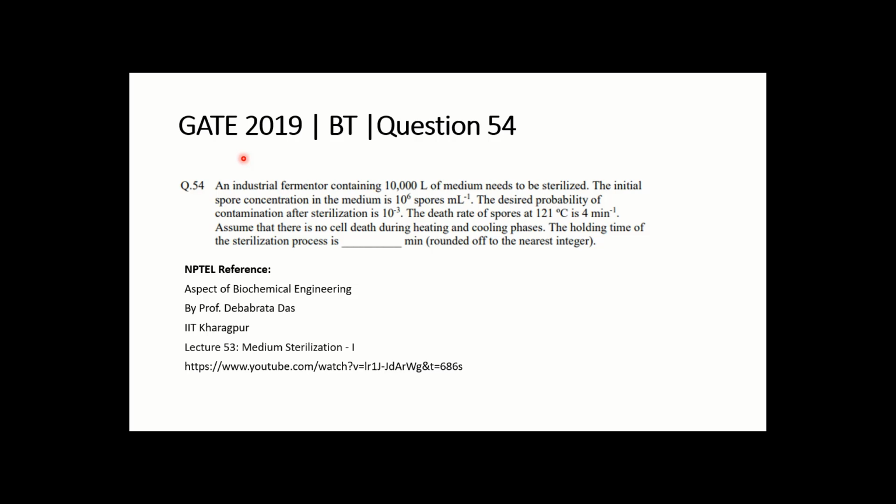Hello everyone, in this video we will discuss question number 54 of GATE 2019. An industrial fermenter containing 10,000 liter of medium needs to be sterilized. The initial spore concentration in the medium is 10 to the power 6 spores per ml. The desired probability of contamination after the sterilization is 10 to the power minus 3.